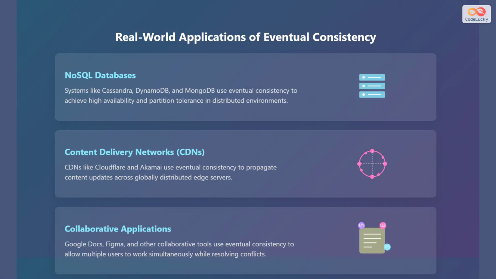Let's explore some real-world applications of eventual consistency. First are NoSQL databases like Cassandra, DynamoDB, and MongoDB, which use eventual consistency to achieve high availability and partition tolerance in distributed environments. Next are content delivery networks, or CDNs, like Cloudflare and Akamai, which use eventual consistency to propagate content updates across globally distributed edge servers. And also collaborative applications: Google Docs, Figma, and other collaborative tools use eventual consistency to allow multiple users to work simultaneously while resolving conflicts.